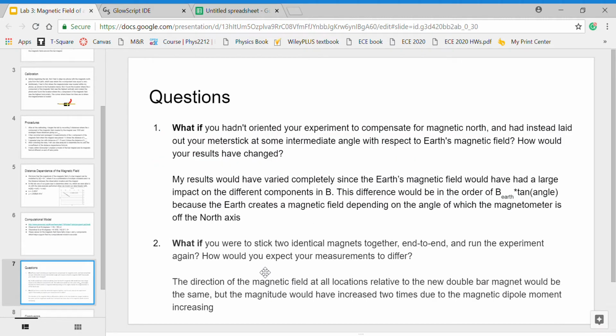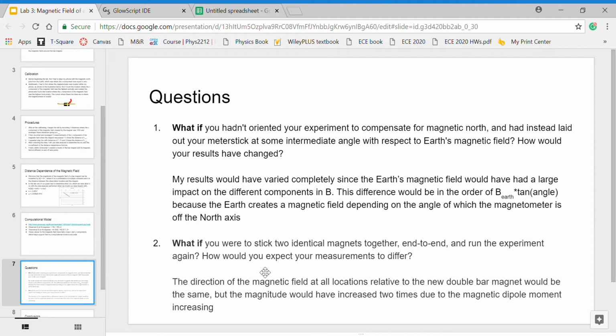So some of the questions posed is, what if we hadn't oriented our experiment to compensate for the magnetic north, and instead laid it out at some intermediate angle with respect to the Earth's magnetic field? My results would have varied completely, since the Earth's magnetic field would have had a large impact on the different components of B. This difference would be in the order of the magnetic field of Earth times the tangent of whatever angle we are off of the north axis.